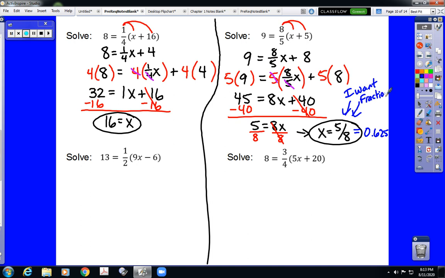Okay, the only exception to that is if the problem contains decimals to start with, then you may use decimals. Otherwise, I want fractions. 2 examples to go.